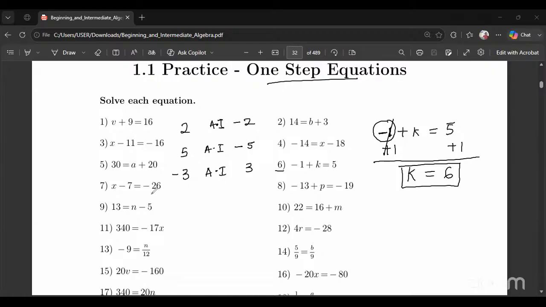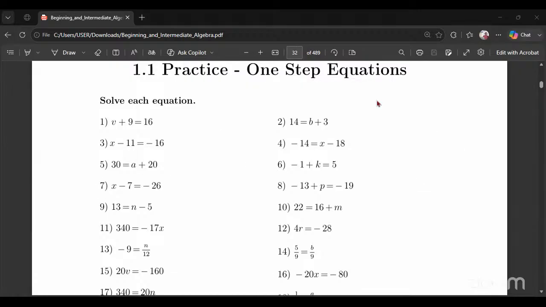So at this point, we are solving question 7, the next one on the line. If you want to try question 7 and put your answer in the comment section, that will be very fun. So we have question 7. It is x minus 7 is equal to -26. You want to solve this problem and tell us your answer in the comment section. We'll give you a minute to try. Your time starts now.